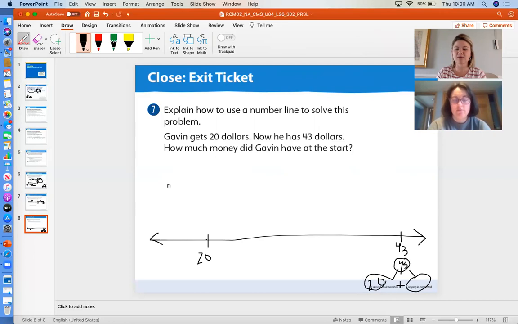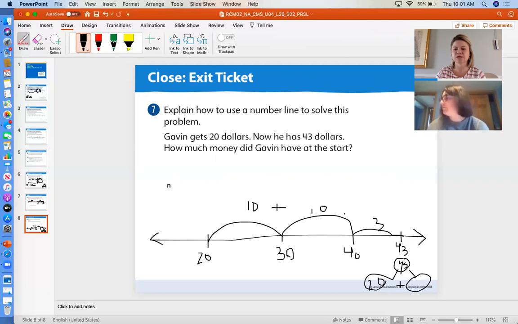So if I wanted, I could take 2 big hops first. I'm going to count by 10 first, okay? So the first 10 would get me to 30. The second 10 would get me to 40. And then the last 3 would get me to 43. Sorry, it's not very pretty. So I have 10, 10, and 3. 10 plus 10 is 20, plus 3 more equals 23. So did I solve the problem?